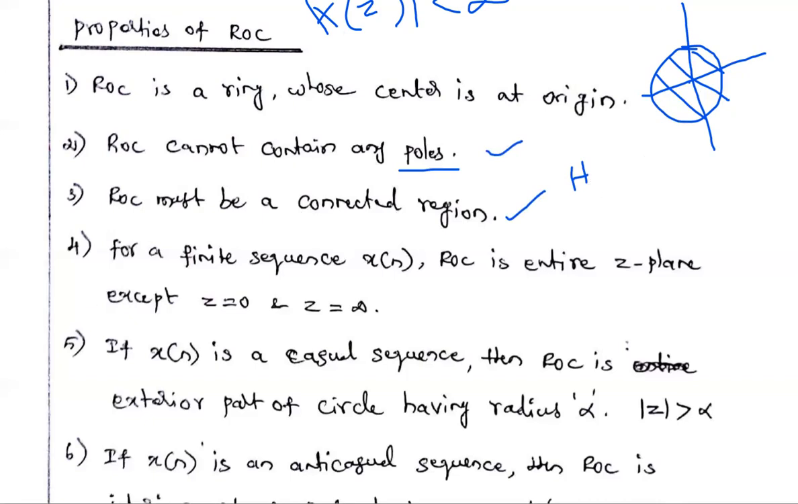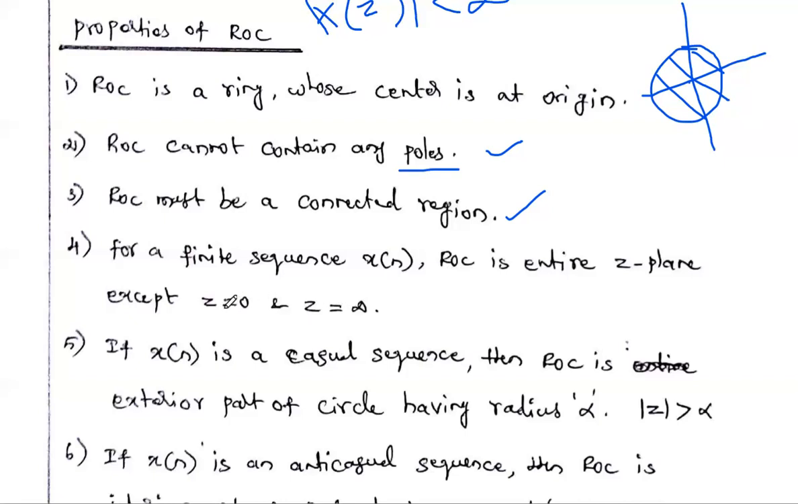Then the next one is the ROC for a finite sequence. The ROC is the entire Z plane except z equal to 0 and z equal to infinity. What is a finite sequence? For example, x of n equal to 1, 2, 3, 4. That sequence you know, we solved the DTFT problem also. Finite sequence means x of n has only 4 samples. So for a finite sequence, the ROC is the entire Z plane except 2 points.